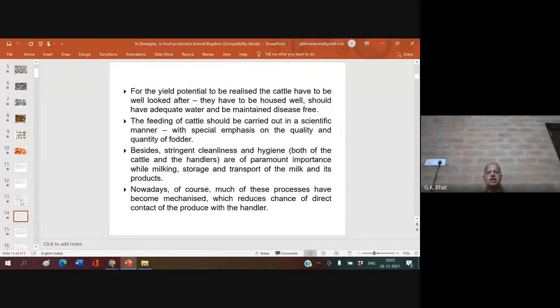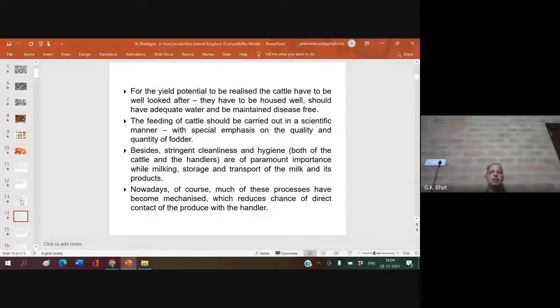For the yield potential to be realized, the cattle have to be well looked after. You can't expect a cattle to give good milk unless they are fed properly. You don't want to feed them, you don't want to give anything to them. You want to leave this cattle, cow, buffalo, etc. on the roadside, and you expect them to graze there and come back and give you a lot of milk and very good quality milk.